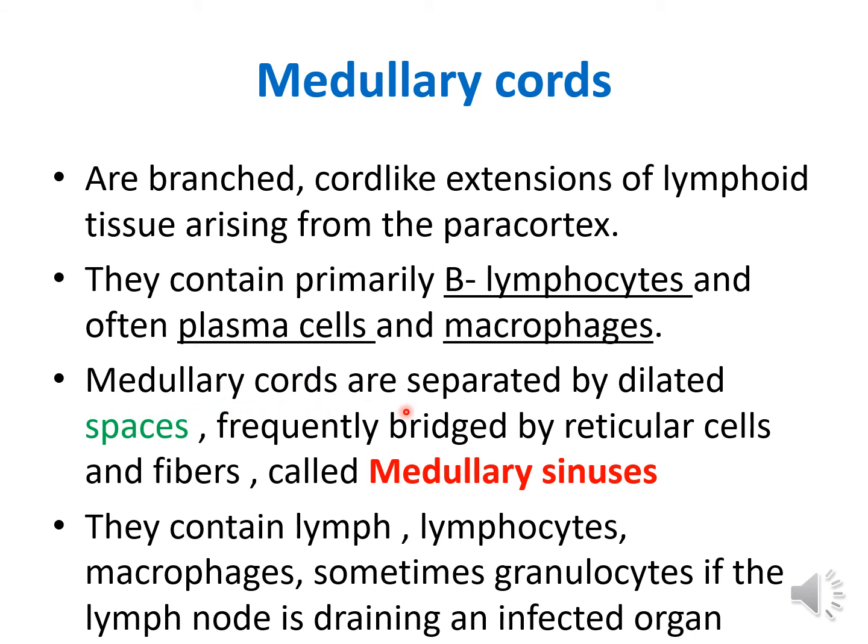Medullary cords are separated by dilated spaces frequently bridged by reticular cells and fibers. These are known as medullary sinuses. They are the dilated spaces because they are formed by a continuous endothelial lining, and these spaces are connected to the reticular cells and fibers. We name those spaces medullary sinuses. They contain lymph, lymphocytes, macrophages, and sometimes granulocytes if the lymph node is draining an infected organ.